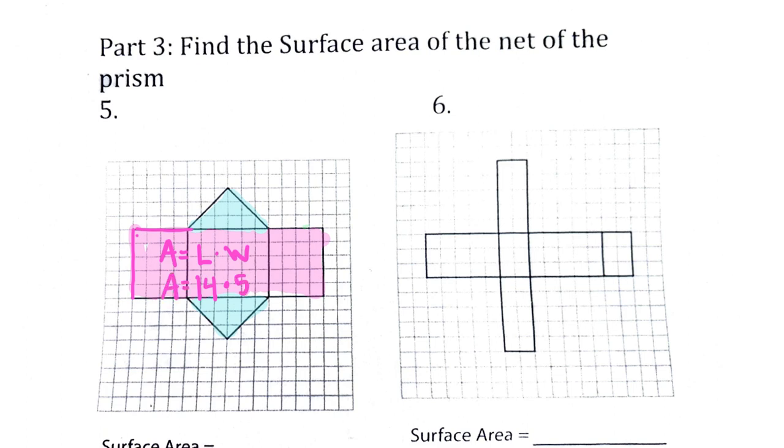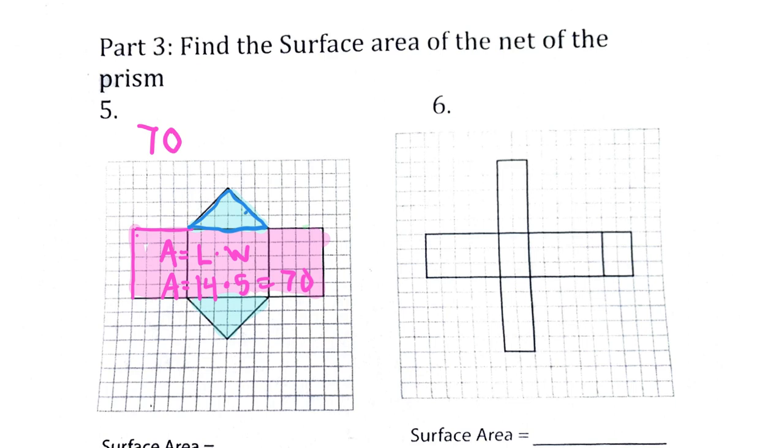So area is equal to 14 times 5, which would be 70. So the area of my big rectangle is 70. Now we need to find the area of our little squares, or our little triangles. They are not squares. So I have 2 of them. That's nice to know. But it's a triangle.